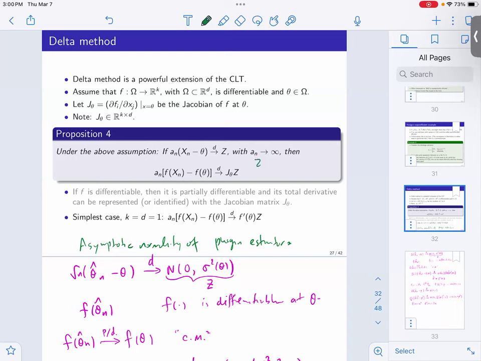For example, if Z is normal with mean zero and covariance sigma, then J_theta Z would be normal with mean zero and covariance J_theta sigma J_theta transpose. It tells you the asymptotic covariance. Starting, for example, from the MLE, that would be the inverse of the Fisher information. You do some transformation, and it is just reflected in the asymptotic covariance via the Jacobian of the transform.